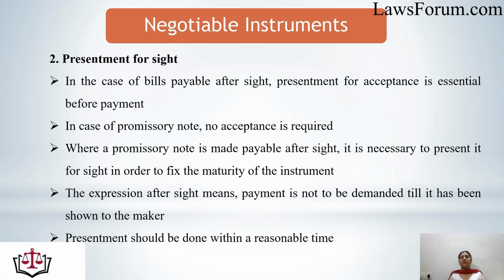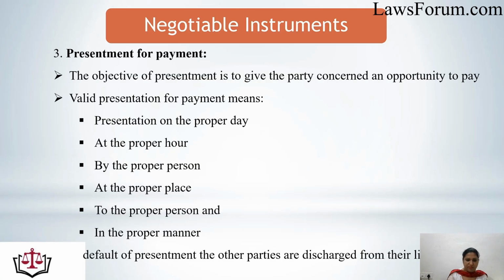Where a promissory note is made payable after sight, it is necessary to present it for sight in order to fix the maturity of the instrument. And the expression "after sight", what does it mean? It means that payment is not to be demanded till the instrument has been shown to the maker. At sight means the negotiable instrument must be shown to the maker, and till this is done, the payment cannot be demanded. And presentment should be done within a reasonable time. So for every presentment, the reasonable time is considered as a valid condition.